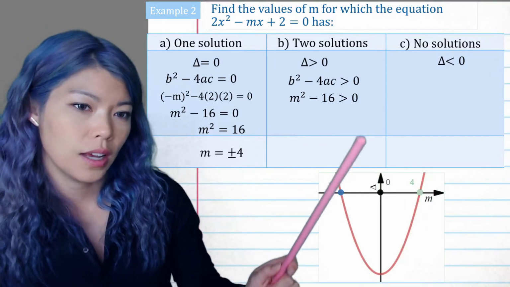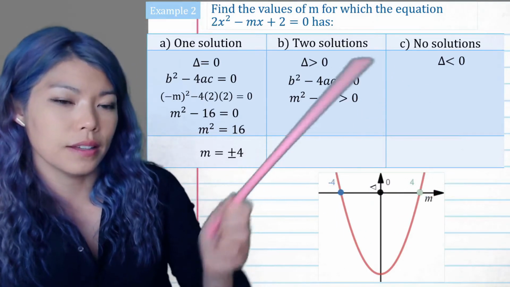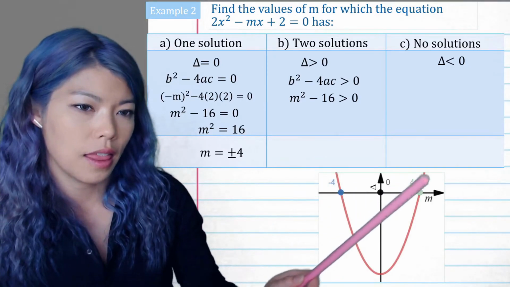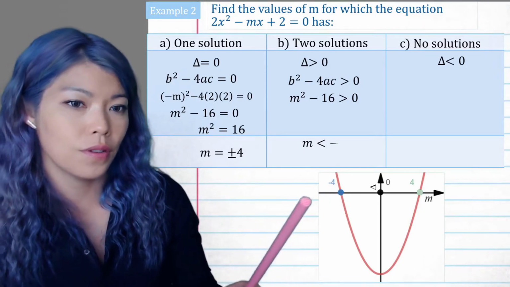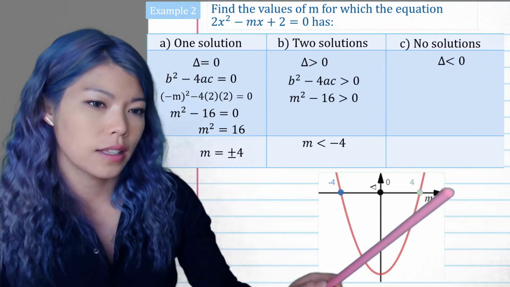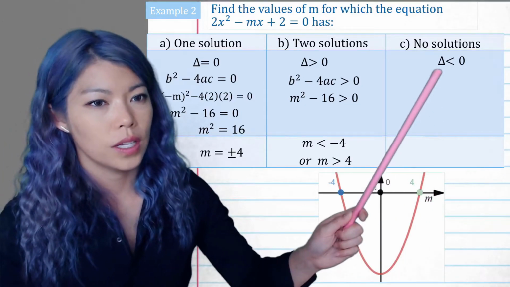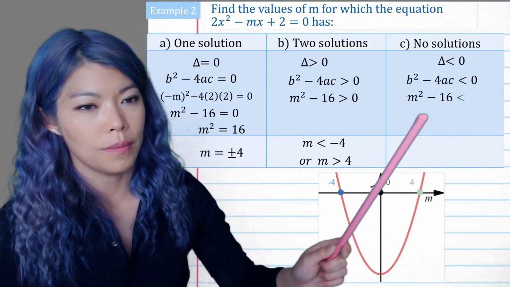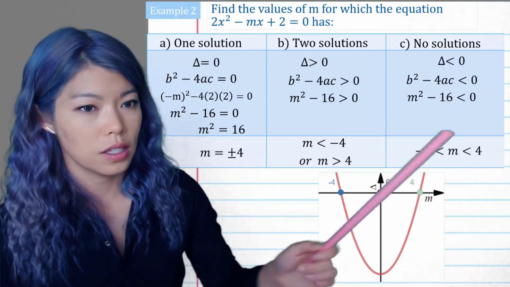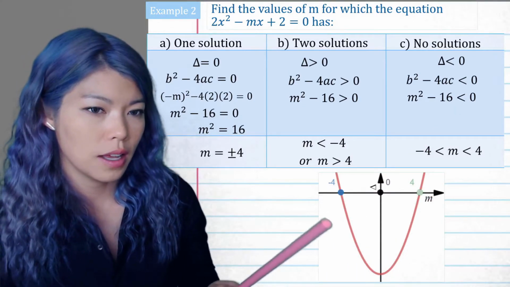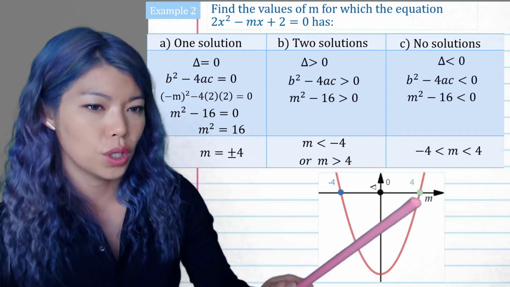Now we sketch it and figure out where greater than 0 is. Greater than 0 is up here, so we want that part and that part. That part is when m is less than negative 4, and that part over there is when m is greater than 4. Similarly, we can do no solutions by working out the intercepts. We sketch the graph again, and we know that less than 0 means this bottom section here, which is the values between negative 4 and 4.